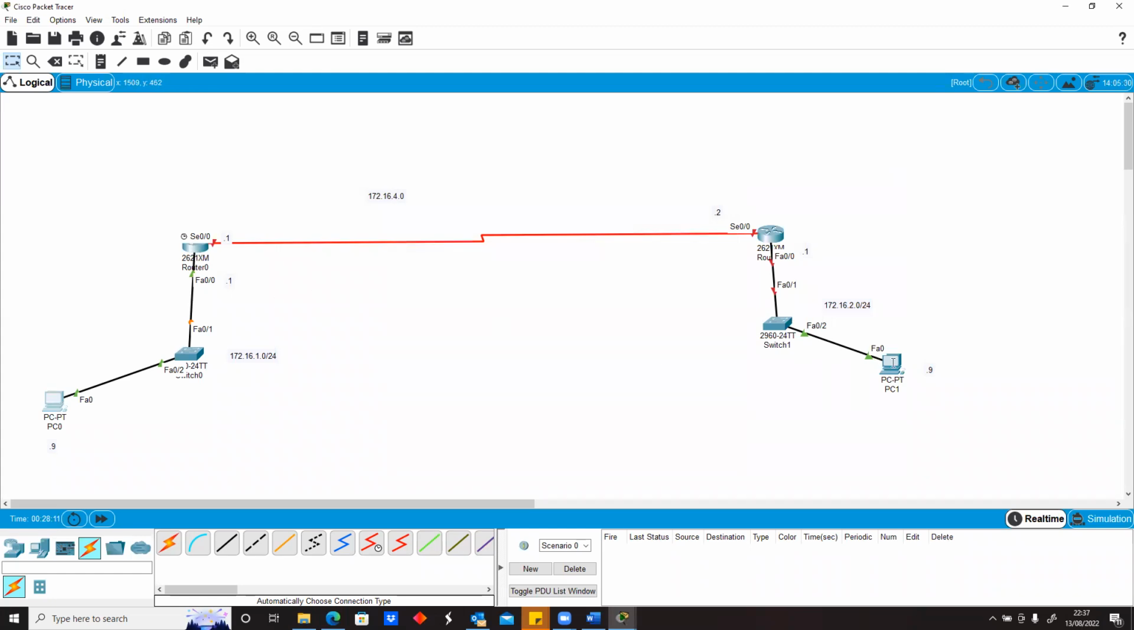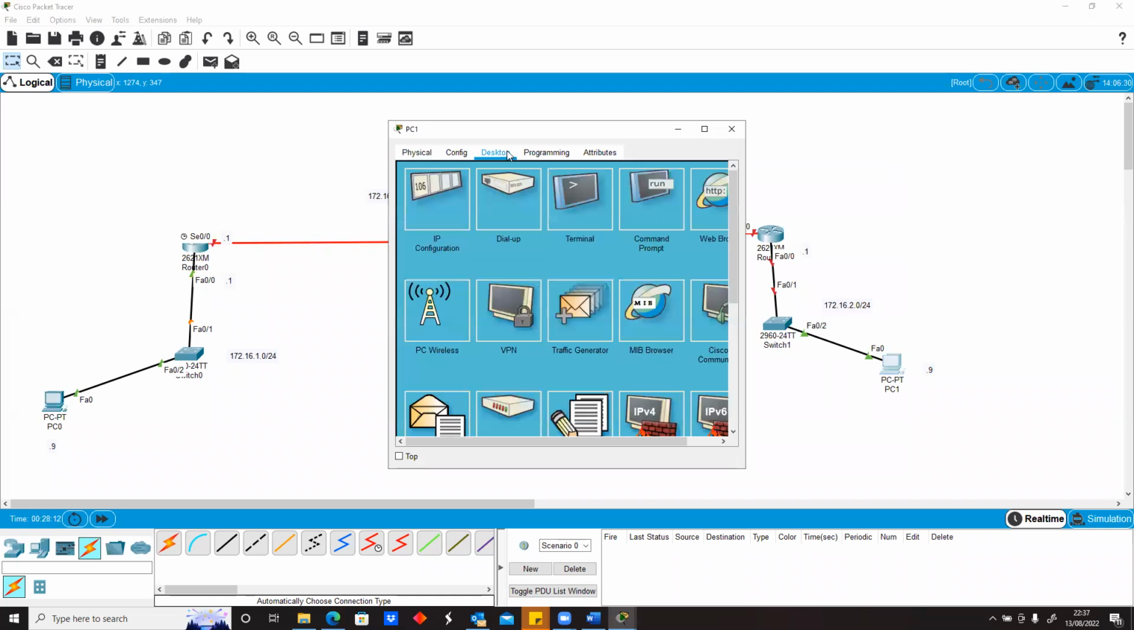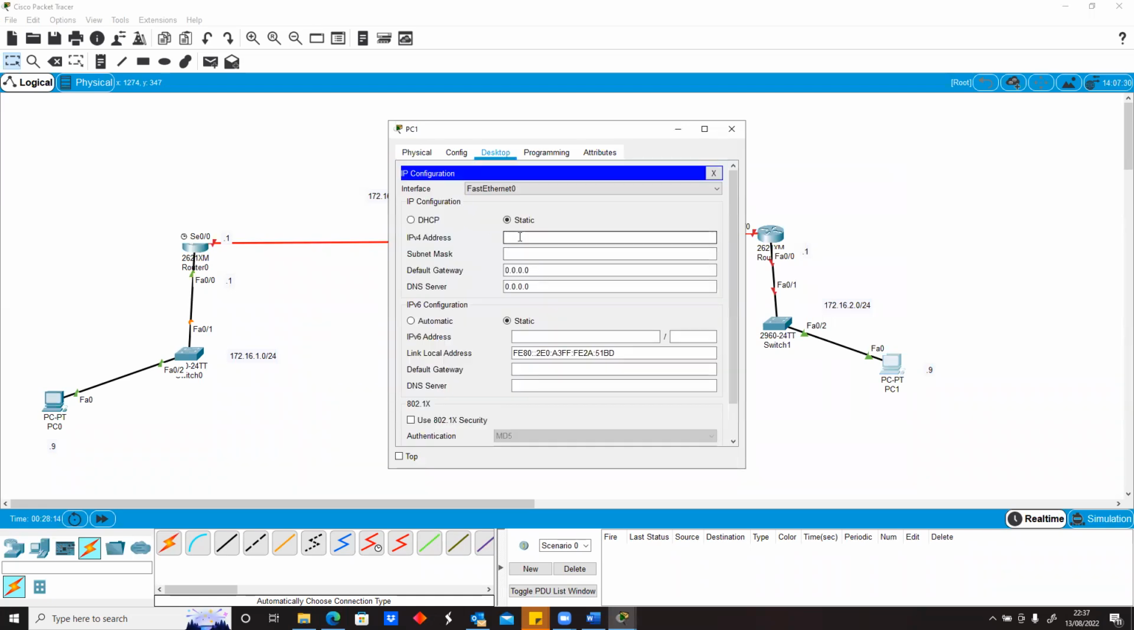I'll go back to the second device, and then I'll do the same thing here. So 172.16.2.9, and then the subnet mask is 255.255.255.0 and 172.16.2.1 as the default gateway.